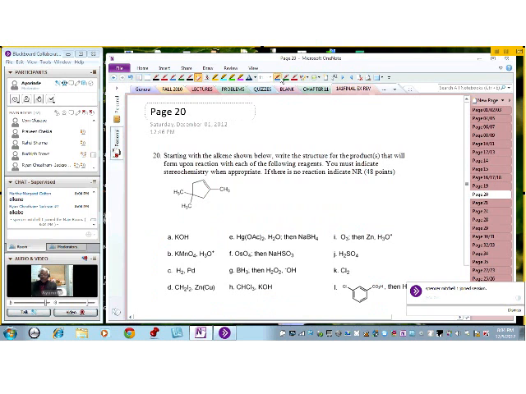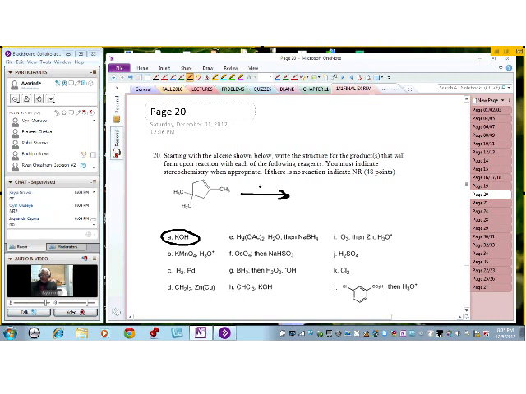Okay, the first one, we have potassium hydroxide. Does potassium hydroxide react with a carbon-carbon double bond? Yes or no? No, no reaction. At least as far as you know for now, under normal conditions, potassium hydroxide does not react with a carbon-carbon double bond. So we are going to say this is no reaction, NR. Very good.